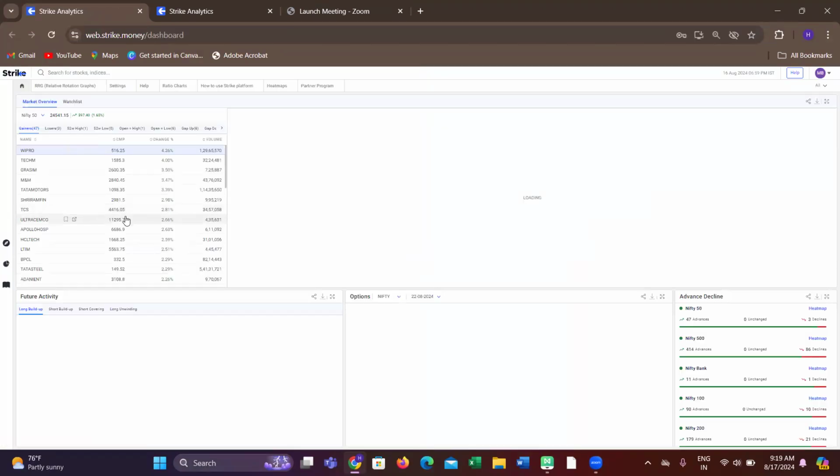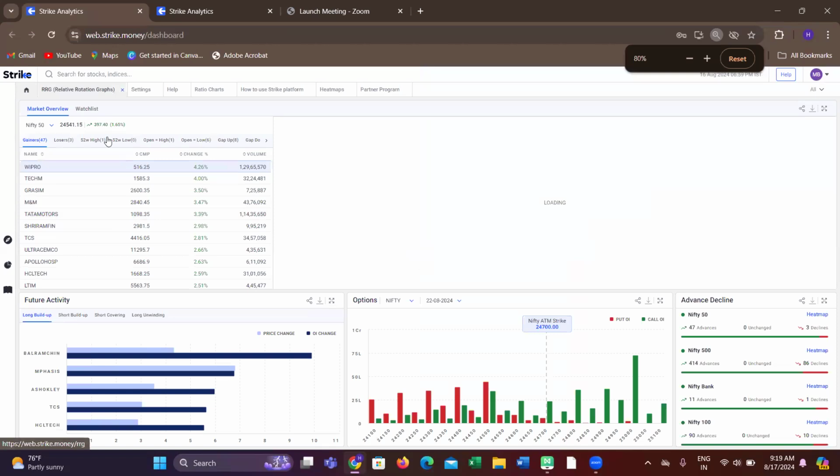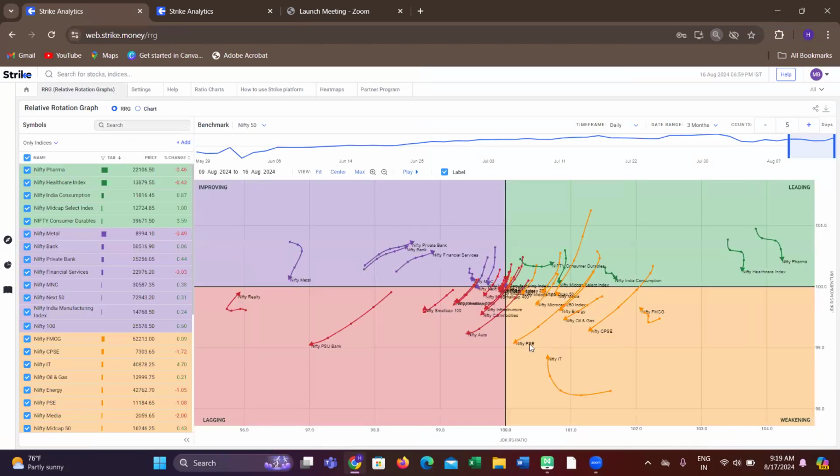All right, I can see a lot of improvements in Strike, so I am very impressed. So let's look at Strike. When you log into Strike, you have an option called Relative Rotation Graphs. Just click on it and you will see all the indices appearing at the left, and you will see the corresponding status of those indices at the right side. So now we'll focus on the quadrants, and I'll not go deeper into other things at this point in time.